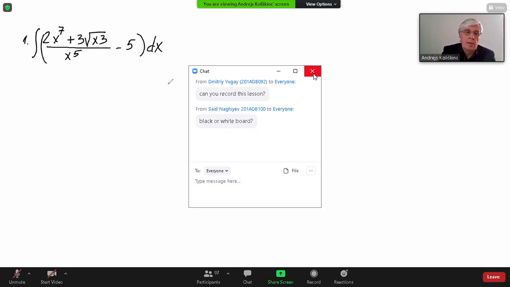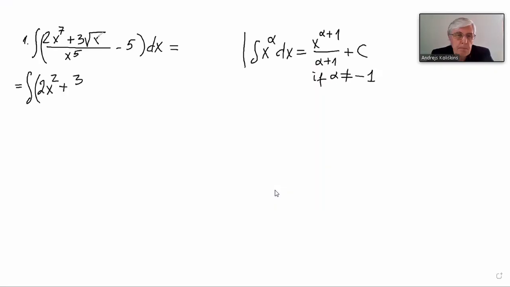I will do it in detail. So first of all, let us divide these two quantities. 2x to the power 7 divided by 2x to the power 5 is 2x squared, right? Plus 3. Now this expression, this is x cubed. Maybe it is not so clearly written. So whenever you have roots, you need to transform them to powers, so that square root of x cubed is x to the power 3/2 divided by x to the power 5 minus 5.